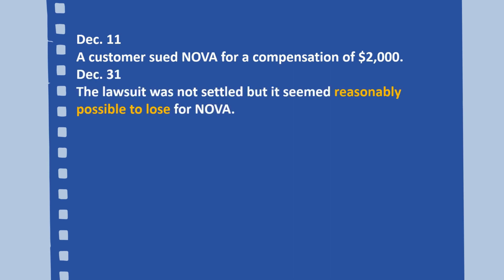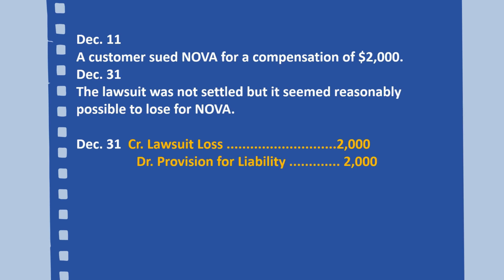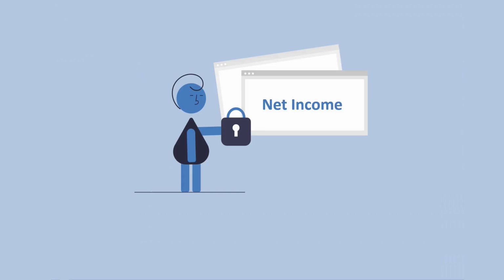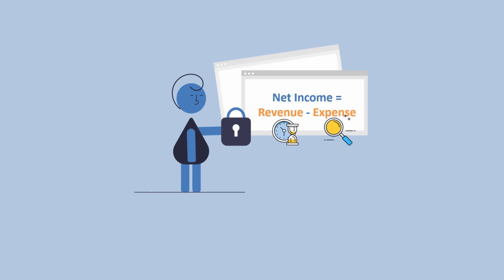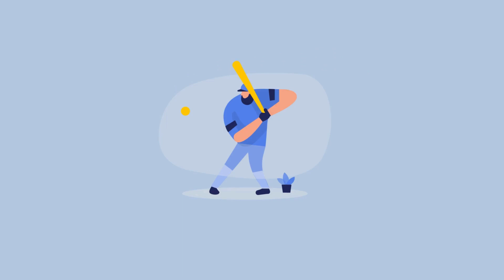At the end of December, the lawsuit hadn't been settled, but it seemed reasonably possible that Nova might end up on the losing side. In this case, we should recognize a loss at the end of December, and that comes with an increase in the provision for liability, which implies the amount of the liability is estimated. Once again, we can see that accounting is a conservative language. It avoids any chance of overstating an entity's net income. So when it comes to revenues, accounting waits for the delivery moment, but when it comes to expenses, accounting records them as soon as possible. Even unexpected curveballs are accounted for promptly.